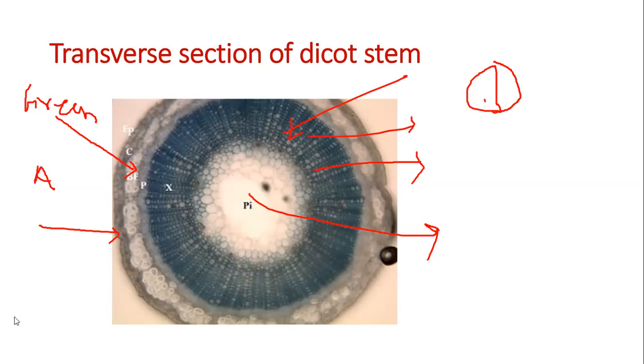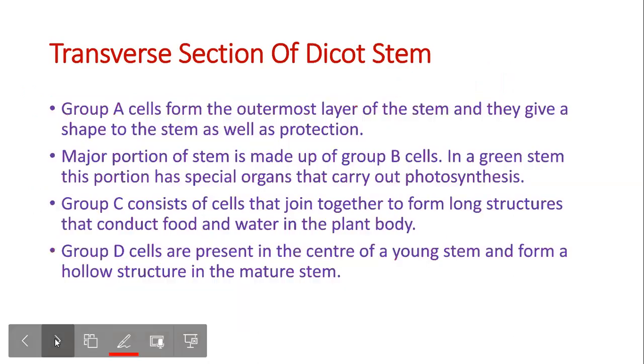So I hope you guys have understood what is a cell, what are the functions, what is unicellular and multicellular organisms, and what are the 4 types of cells that you can see in a dicot stem. I hope you guys have understood.